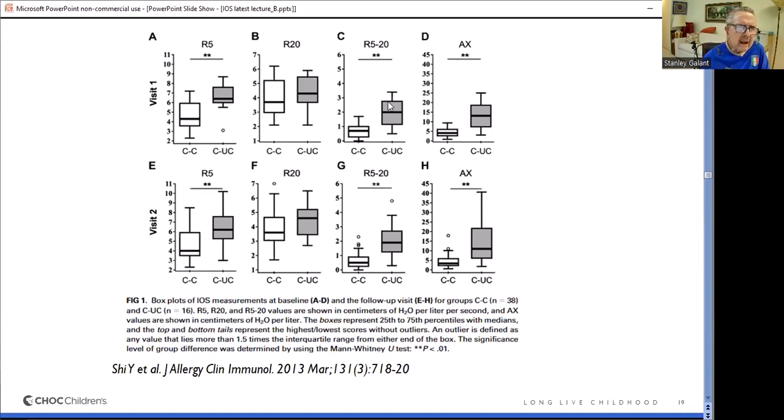And these are all peripheral airway markers of obstruction. And so one could predict from this which kids were going to have an exacerbation at their follow-up visit. Notice R20, which is a measure of the central airways, did not distinguish this.